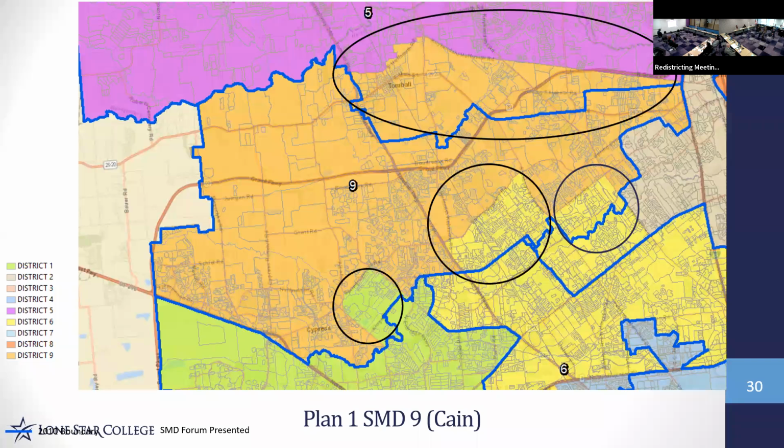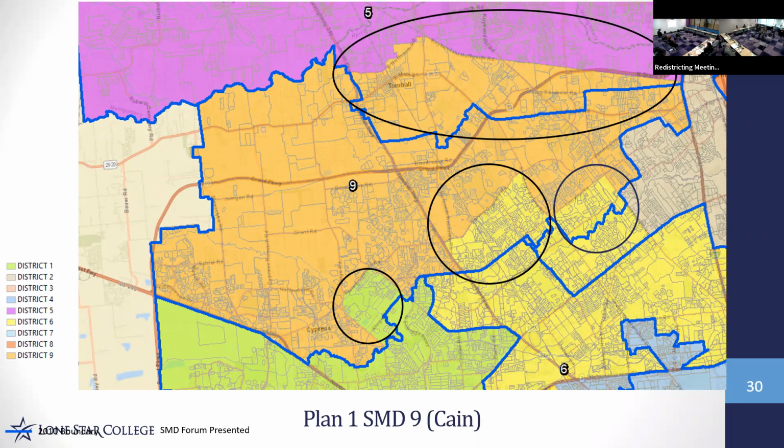So starting out at the top here of District 9, you can see that we moved a significant amount of population from District 5 to District 9. So if we didn't do anything else, then we just made District 9 a lot bigger. But we did that because we had to move population out of District 9 to the south, and we did that in 3 different areas.